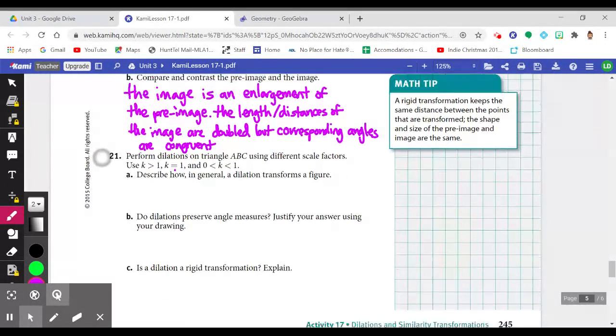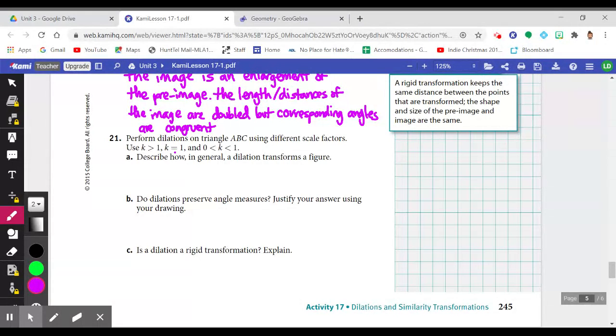So now item 21 wants us to explore, we kind of messed around with where the center of dilation was, but they want us to explore using different scale factors, where k is greater than 1, and we kind of saw that already, what happens where k is 1, and where k is less than 1 but greater than 0. So before we jump to GeoGebra, we want to know how, in general, a dilation transforms a figure based on those scale factors. Do dilations preserve angle measures? And we kind of already hinted at that a little bit, and we need to justify our answer. And then, is a dilation a rigid transformation or not?